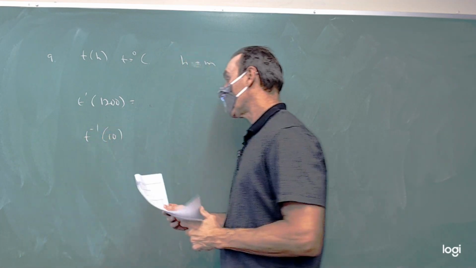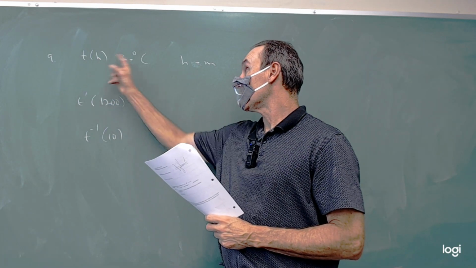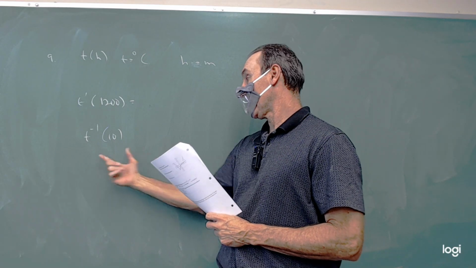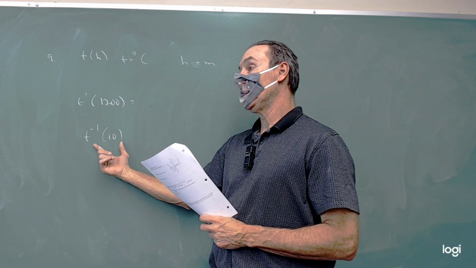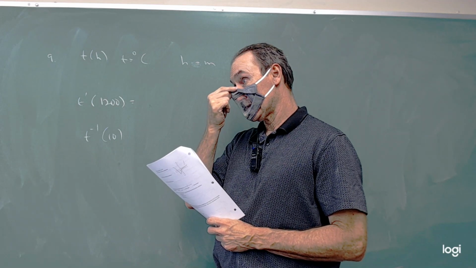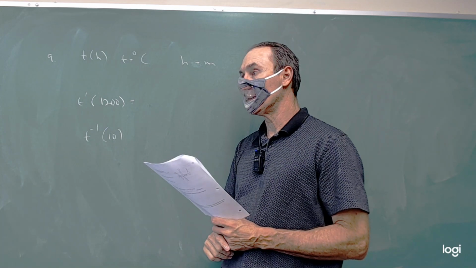So now remember, we're switching inputs and outputs. So the original we inputted height and got out temperature. So this is now temperature, and we're going to get height. So this is the height in meters at which the temperature is 10 degrees Celsius. So how high do we have to go before it's 10 degrees Celsius?